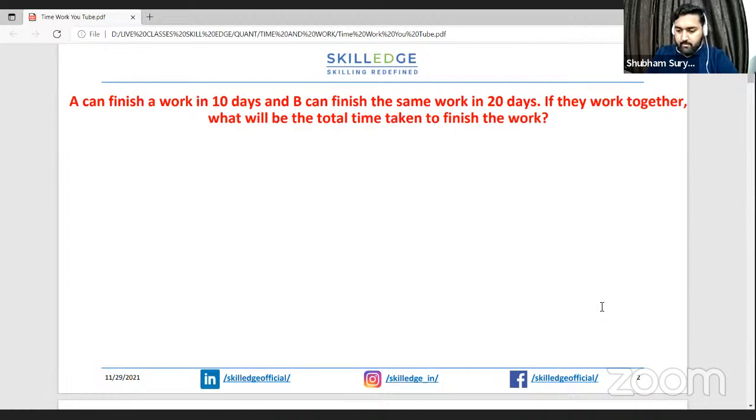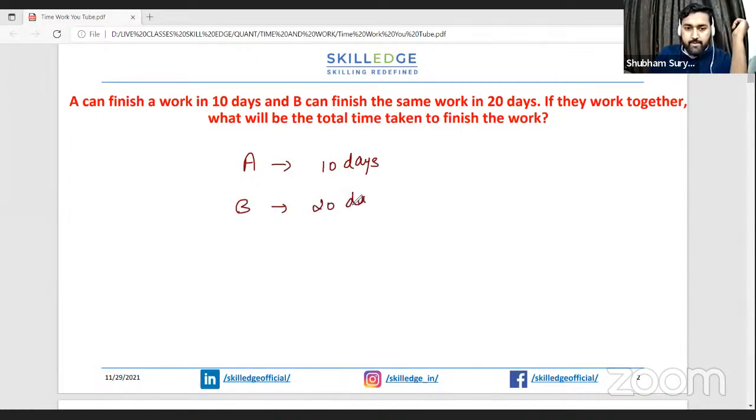No problem. Okay, let's have a look at the solution for this question, guys. So it says A can finish a work in 10 days, B can finish the same work in 20 days. If they work together, what will be the total time taken to finish the work? As I've said earlier, the first thing that needs to be done is figuring out the efficiency of A and B. There's a person A who takes 10 days to finish a certain amount of work. There's a person B who takes 20 days to finish the same amount of work. So firstly, we need to figure out the efficiency. For efficiency, we need the amount of work which is being done.